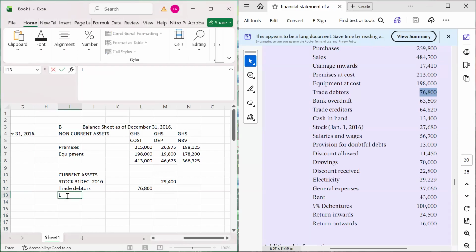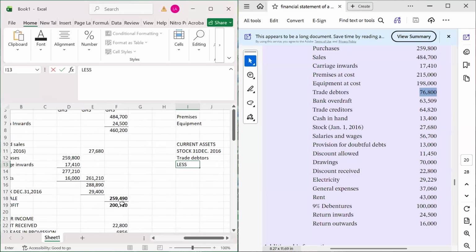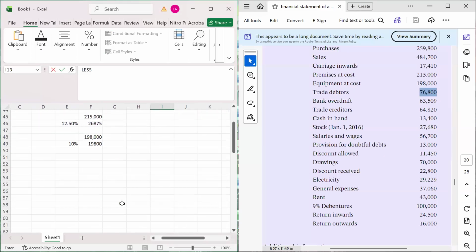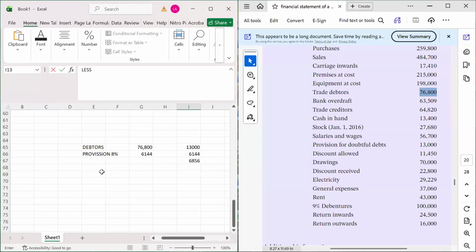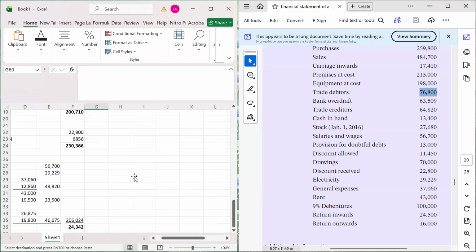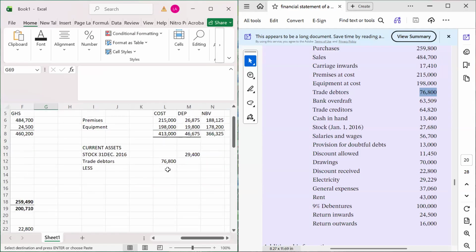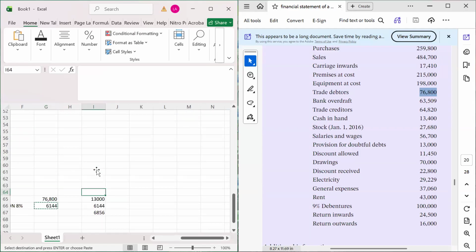So you less provision of 8%. You remember? We calculated it somewhere, and I said we'll be using it again. So the 8% is this figure. This is the provision itself, the true provision, which is 6144. Okay, so you less the provision.